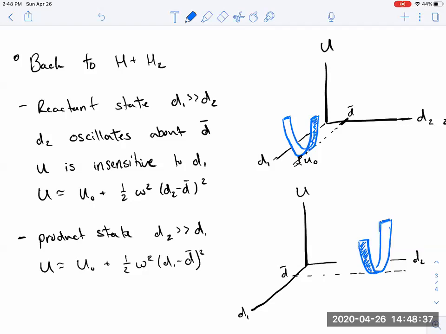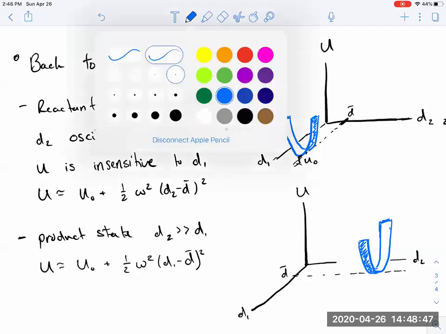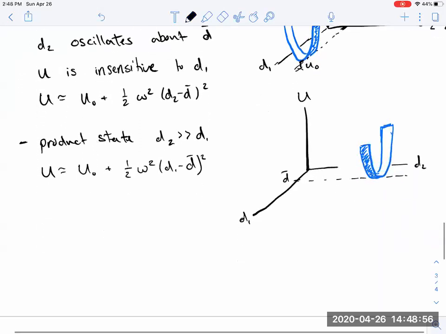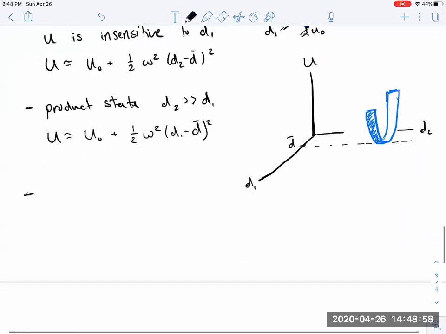So the potential in that limit would look something like this, right? Just as we had before, just rotated for the product state. Okay, now what about the transition state? What is the high energy fluctuation that we have to have happen in this two-dimensional surface?